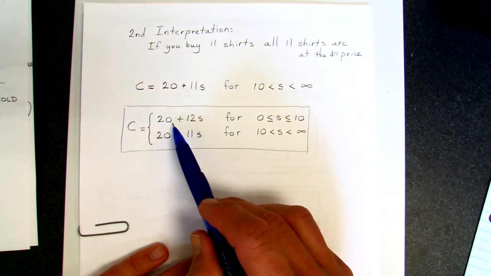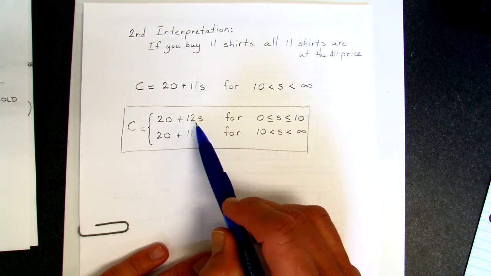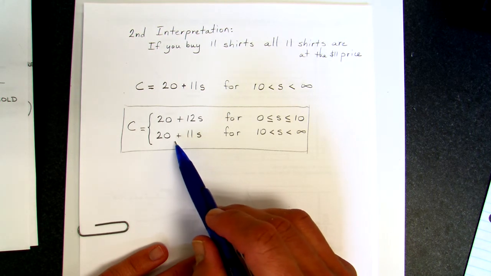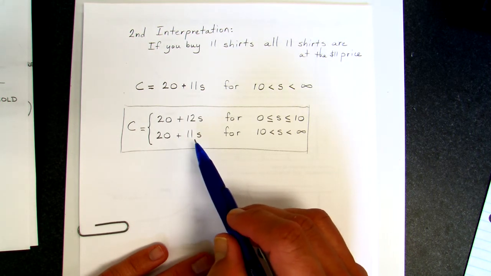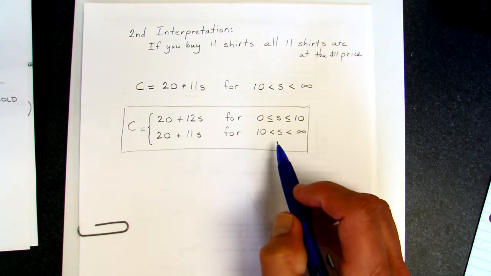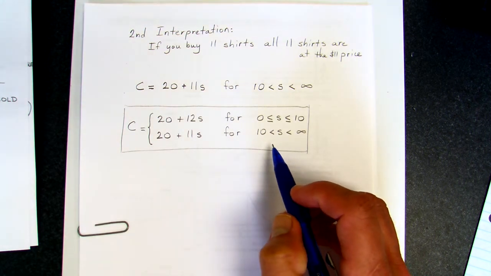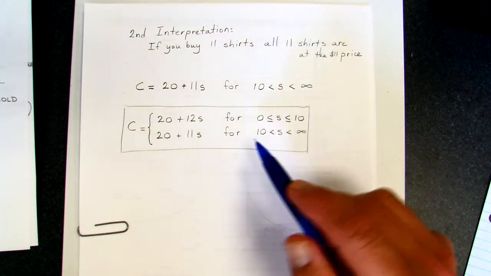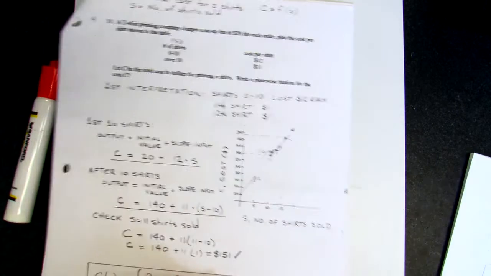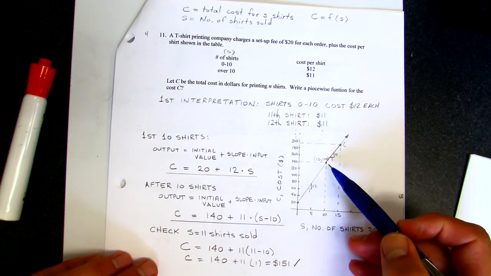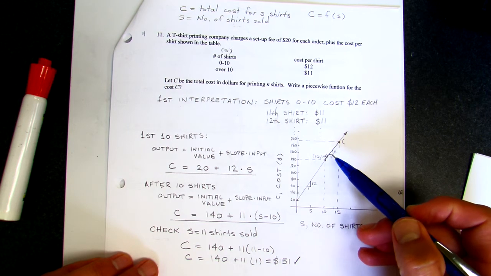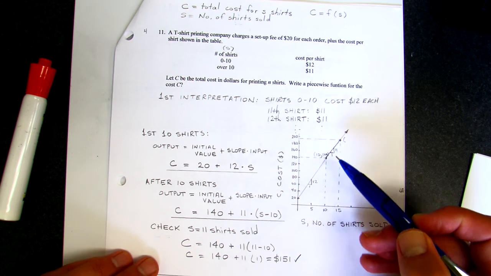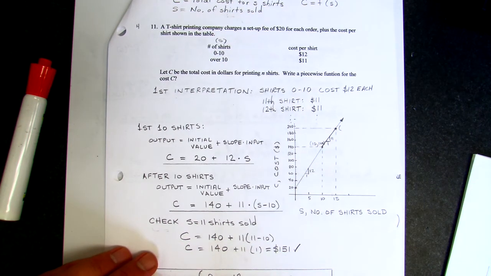So if you did this interpretation, you would still have the 20 plus 12S for the first 10 shirts. But now when you had more than 10 shirts, it would be 20 plus 11S. For the test, I had said that I would probably clarify the interpretation, and you would probably have one price for one region and a second price just for those items in the second region on there. So I'll clarify on the test.